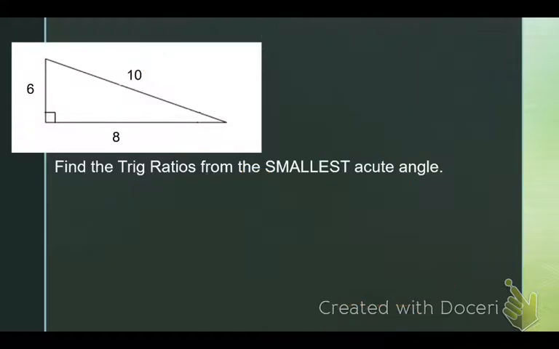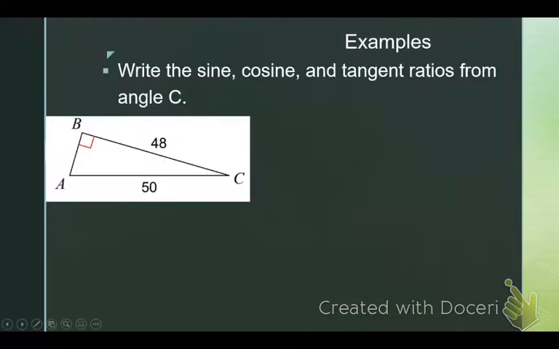We're just going to practice. SOHCAHTOA, that's all we're doing. Write the sine, cosine, and tangent ratios from angle C. So we're starting at angle C. We need to label all the sides. What's the hypotenuse? It is 50. The hypotenuse is always across from the right angle. What is the opposite? It's you don't know it. So do you have enough information to find the missing angle on a right triangle?